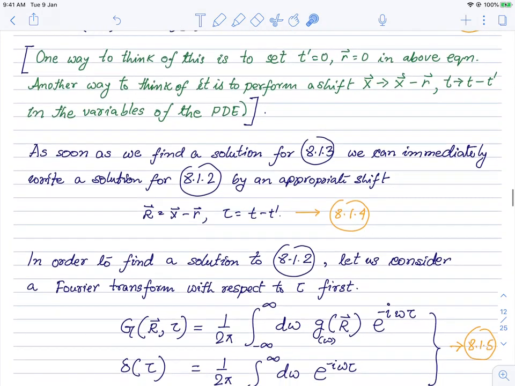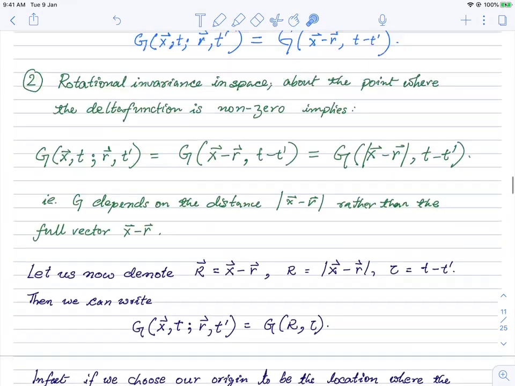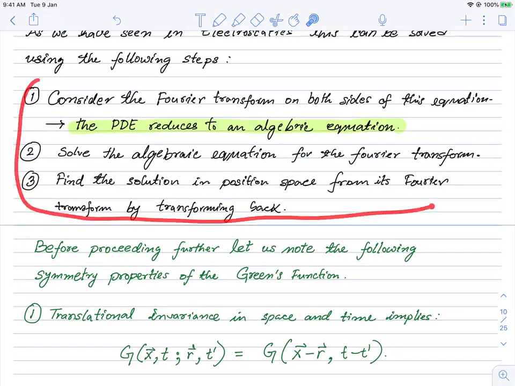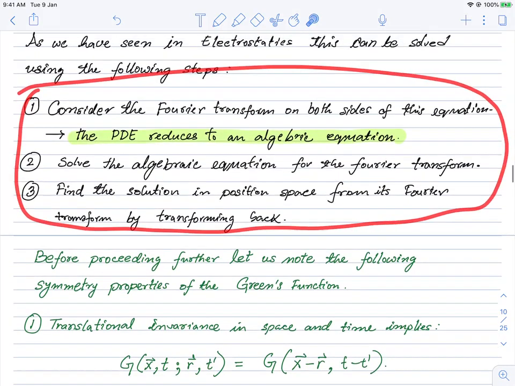Before we proceed, we would like to say one thing here: this procedure works completely fine, even in this case, like it has worked for the Poisson equation.